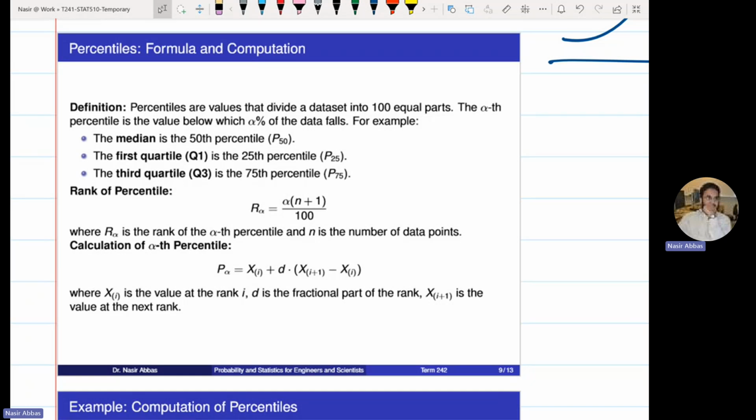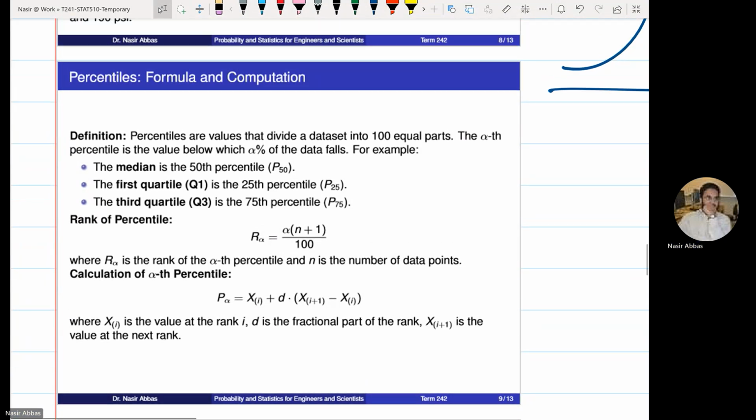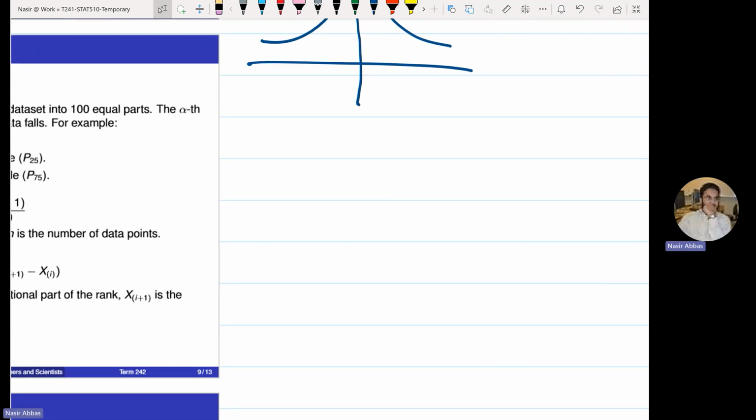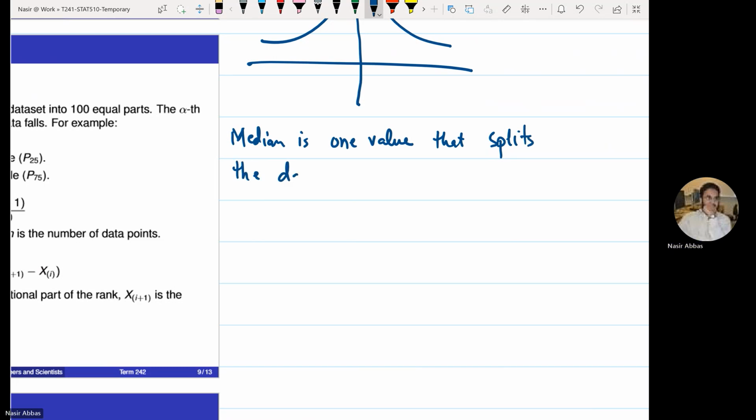Now let us move on towards percentile, a general concept. Before I move into this general concept, what does your median do? Your median splits the data into two equal parts from the middle. Median is one value that splits the data into two equal parts. What are quartiles?